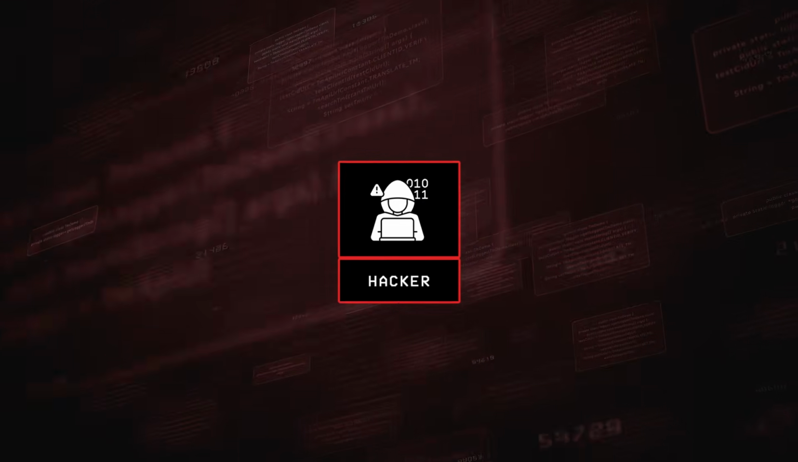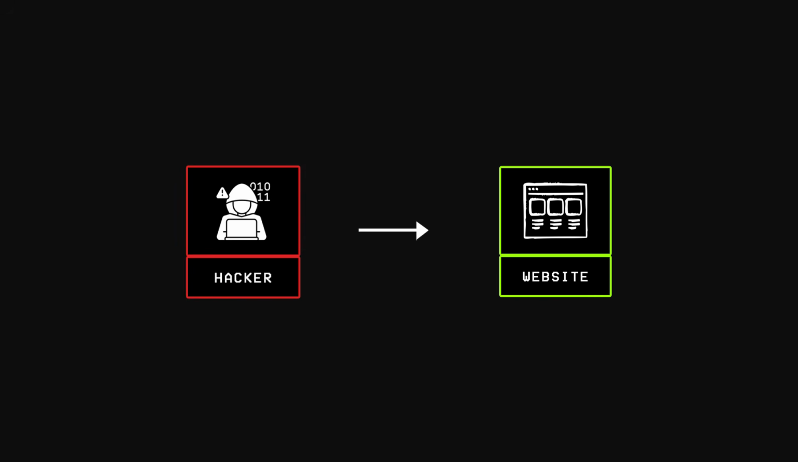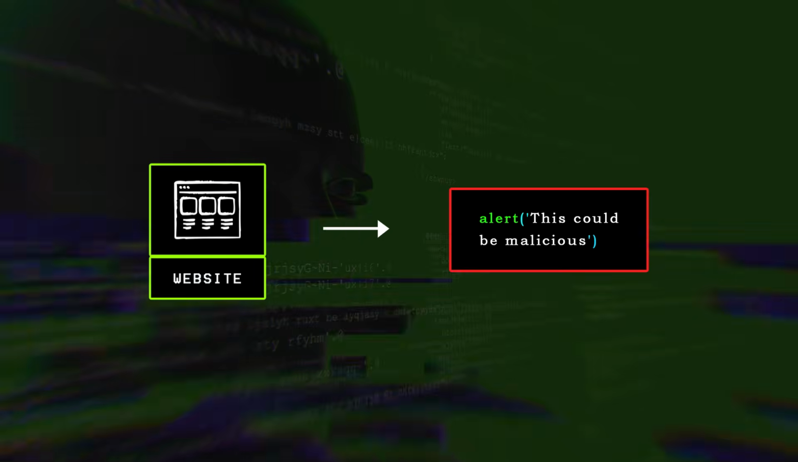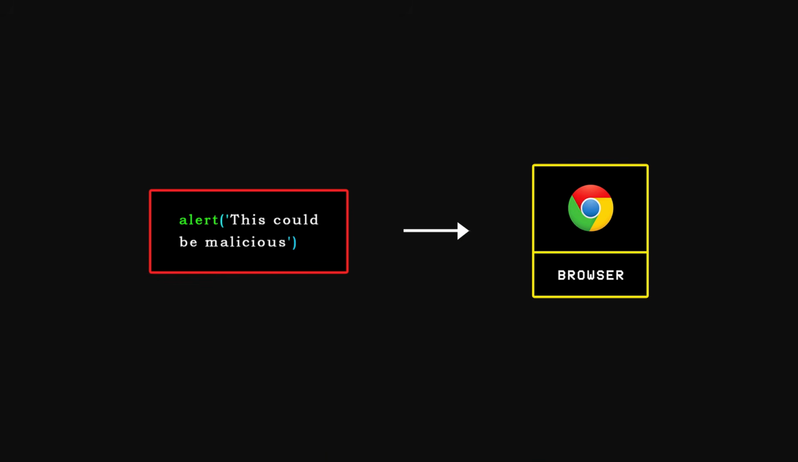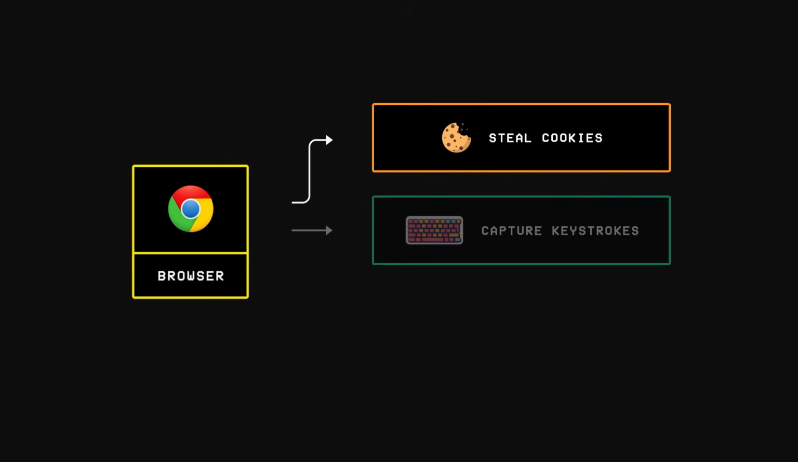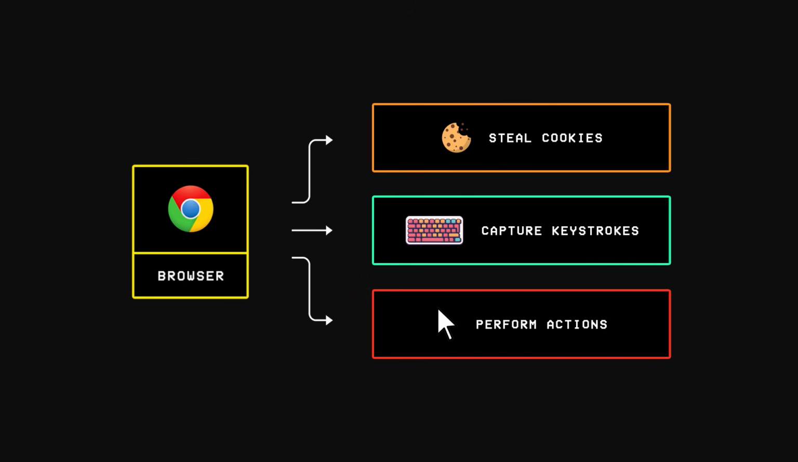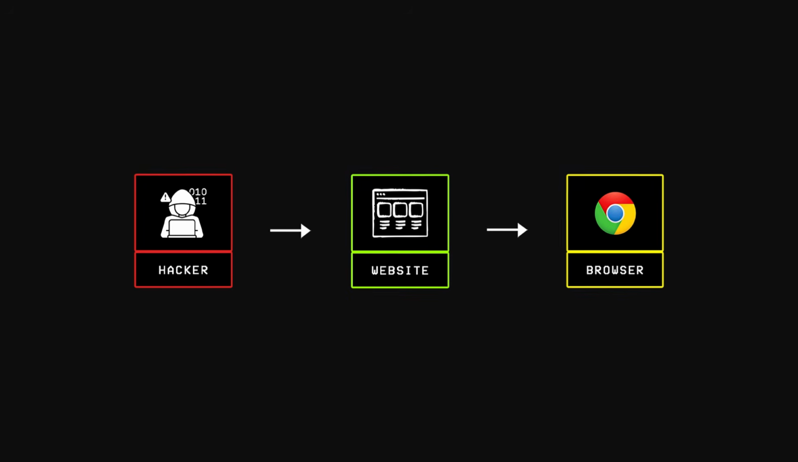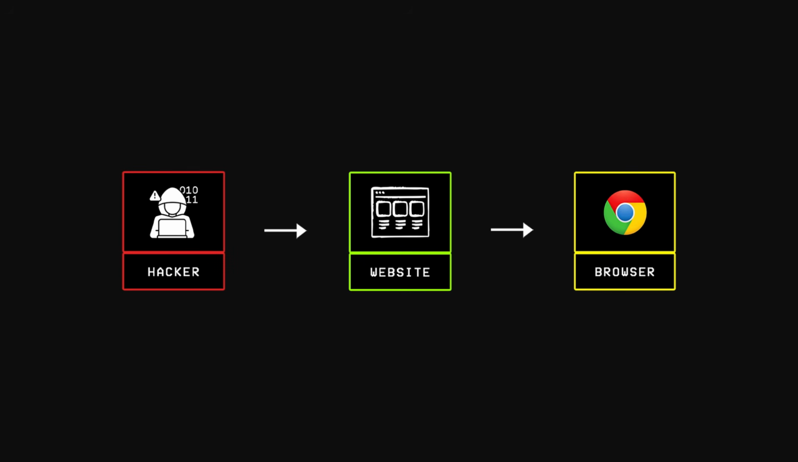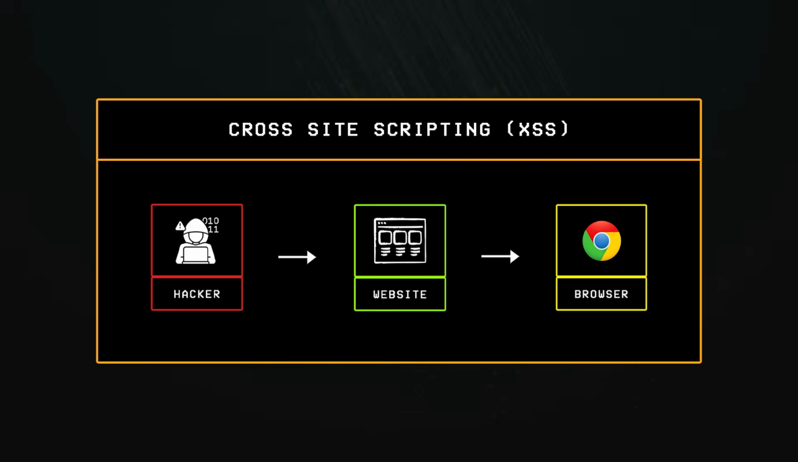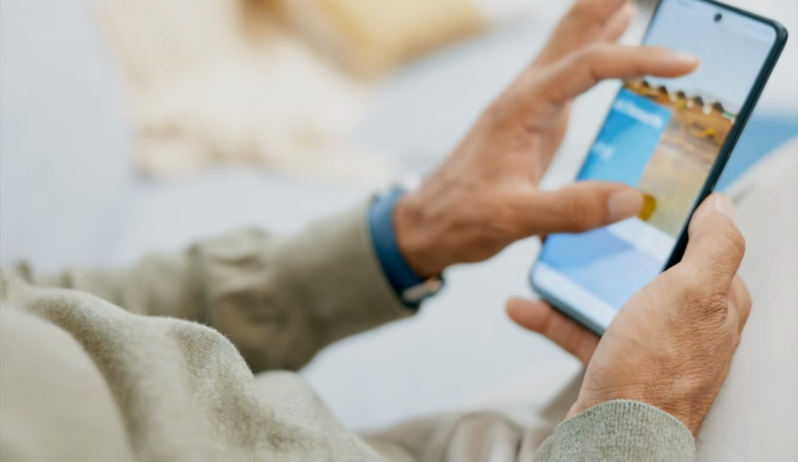The reason why this matters for hackers is because if a hacker can find a vulnerability in any website, they can inject malicious JavaScript code into that website, and your browser will run that code without any questions asked, allowing the attacker to steal your cookies, capture your keystrokes, or even perform actions on that website as if they were you. So this exact technique where a hacker injects malicious code into a website is called a cross-site scripting attack, and it's one of the most common vulnerabilities on the web.